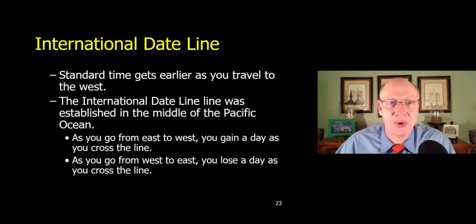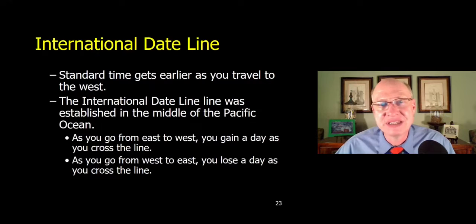To fix that problem, in 1884, the International Conference decided to draw a line down the middle of the Pacific Ocean called the International Date Line. And the International Date Line is where the day of the week changes. As you go from east to west across the line, you gain a day. And as you go from west to east, you lose a day.